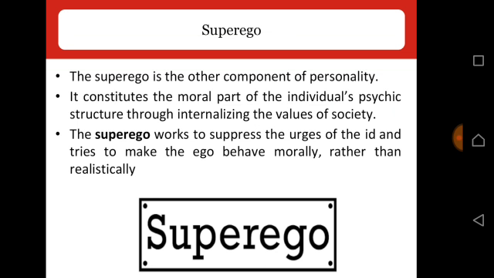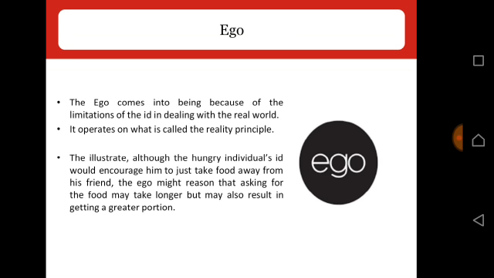एंड ईगो का काम होता है टू get that thing done, but on the principle of reality. Ego comes into being because of the limitations of the id in dealing with the real world. id जो चाहता है वो रियल सोसाइटी में नहीं होता है, उसको ऑपरेट करने के लिए रियलिटी प्रिंसिपल चाहिए. वो ईगो रियलिटी प्रिंसिपल पे काम करता है.